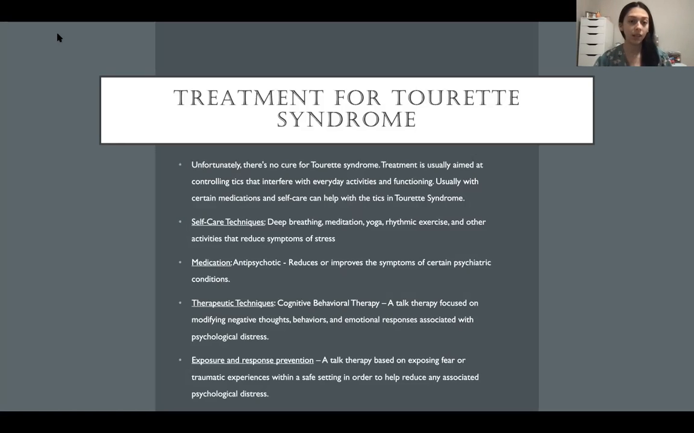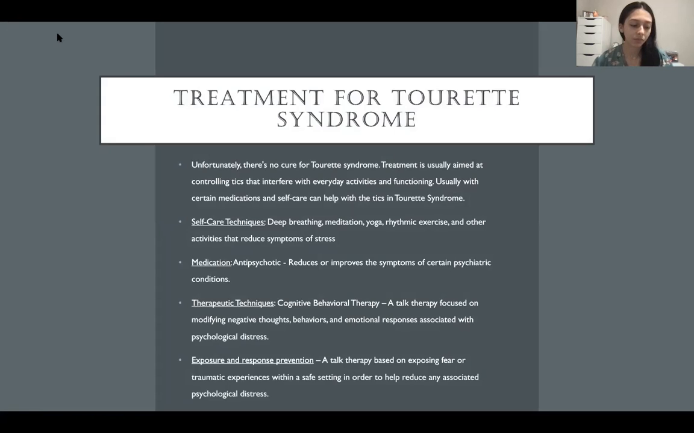Some self care techniques are deep breathing, meditation, yoga, rhythmic exercises, and other activities that reduce symptoms of stress. Let's be honest, having these tics can be very stressful for a child. It can be very exhausting. So some of these self care techniques can help control the tics that a child is having.